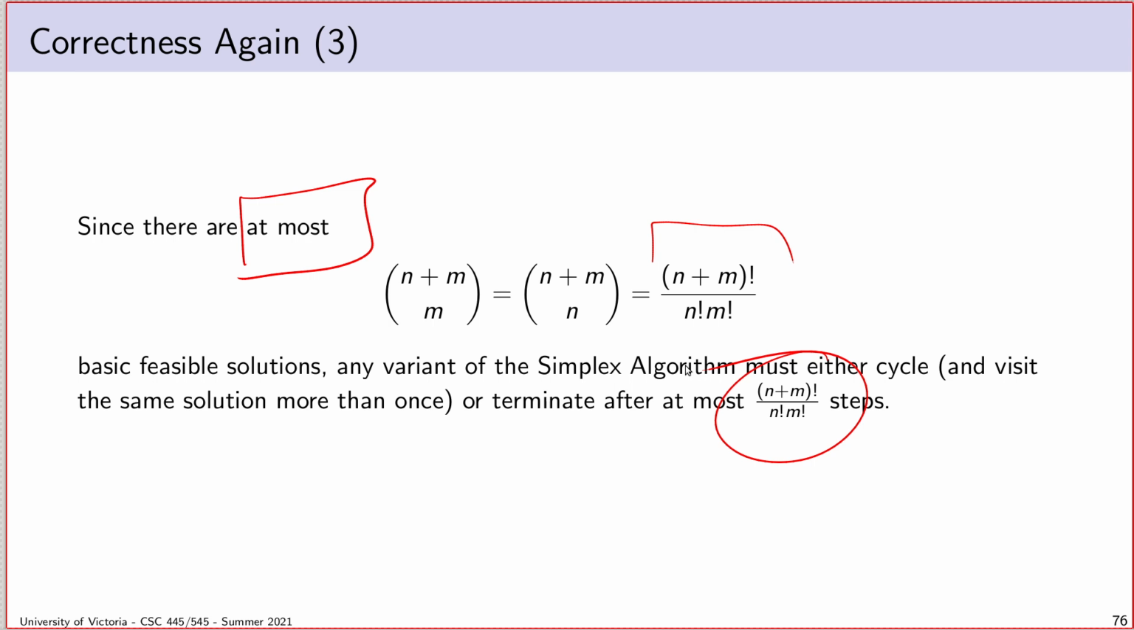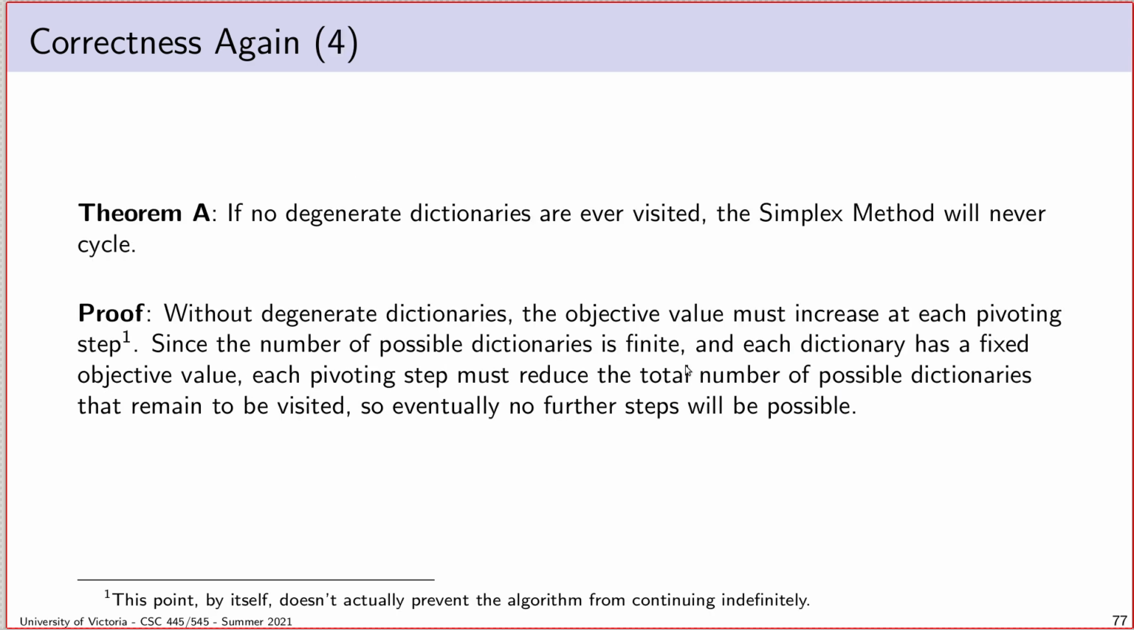So we have that, but then there's still the question, okay, will it cycle or not? How do we demonstrate that it won't cycle? There are two avenues we could take. First, theorem A says, if we can prove that no degenerate dictionaries will ever be visited, so we could also prove that there are no degenerate dictionaries, but this is a bit of a weaker statement. If I can prove that via some modification of my algorithm or my LP, that no degenerate dictionaries will ever be visited, then the simplex method will never cycle.